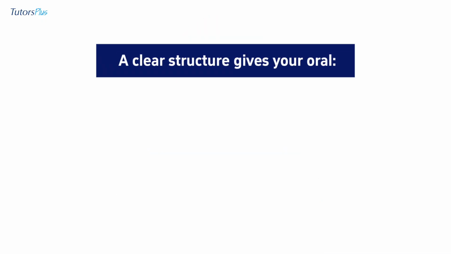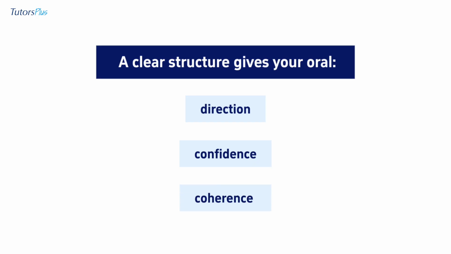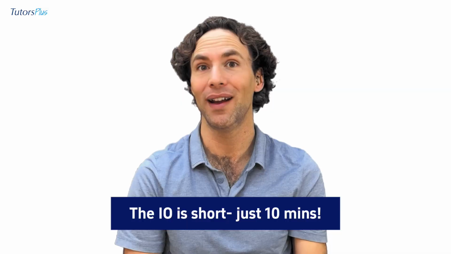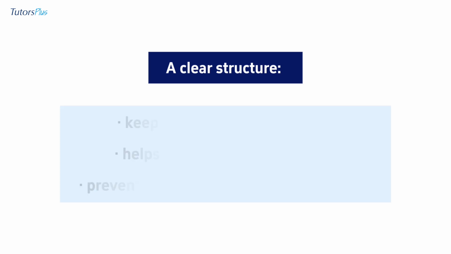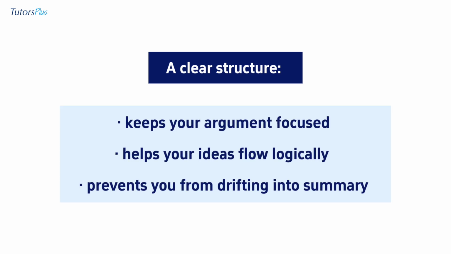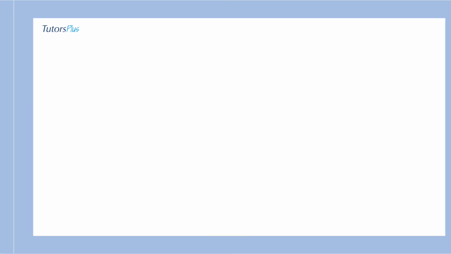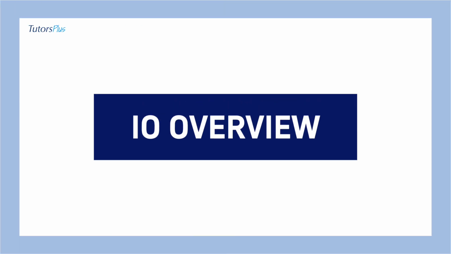A clear structure gives your oral direction, gives you confidence, and gives coherence. It makes it that much easier for the examiner to follow and reward your ideas. Your IO is super short, just 10 minutes, which goes by so fast, and the examiner may only hear it once or twice. So a clear structure keeps your argument focused, helps your ideas flow logically, and prevents you from drifting into summary. So this is the moment in which your oral starts to structure itself. Let's look at that structure and see how it actually works.